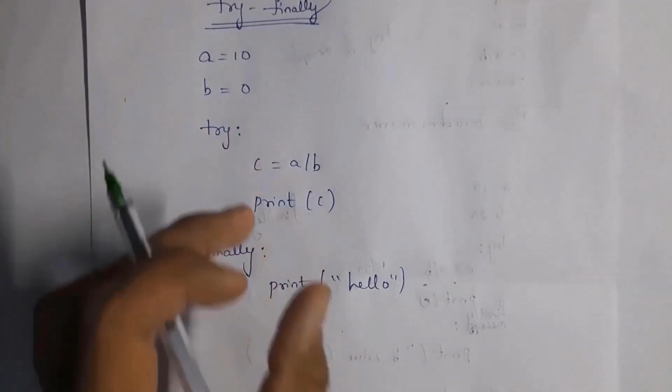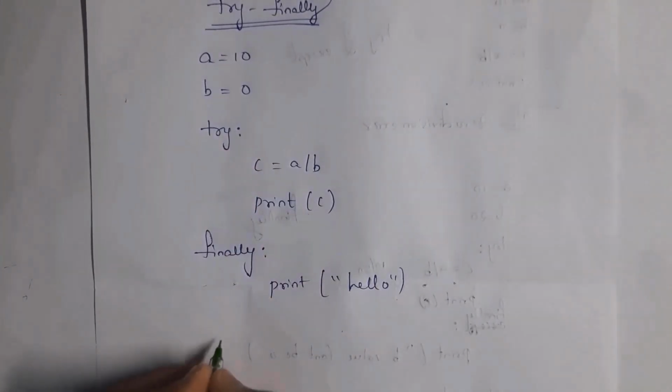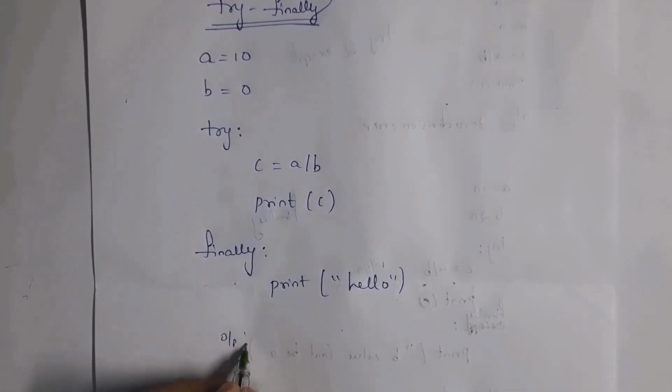Here I will get an exception because we cannot divide any number by 0. So it will skip this try block and it will execute the finally block.